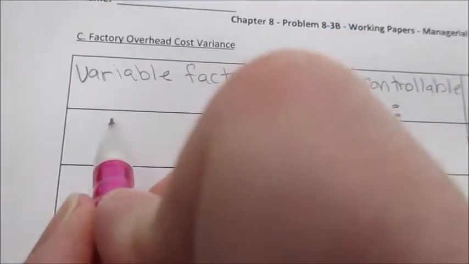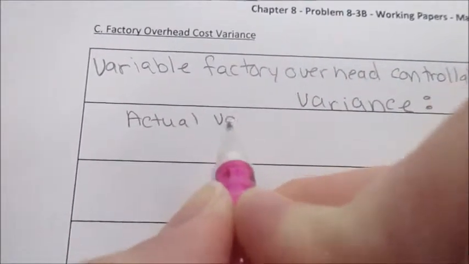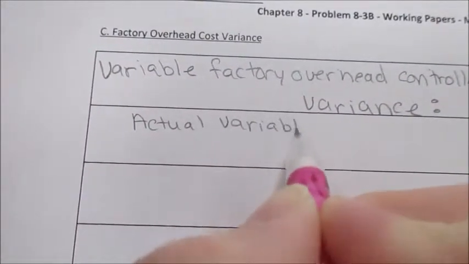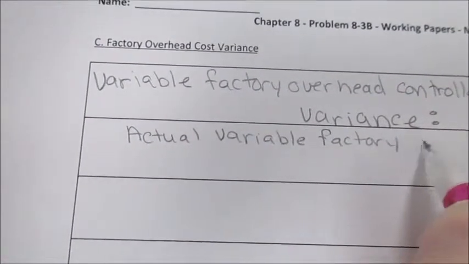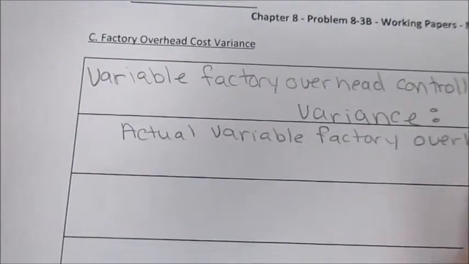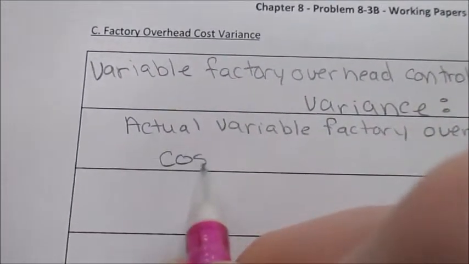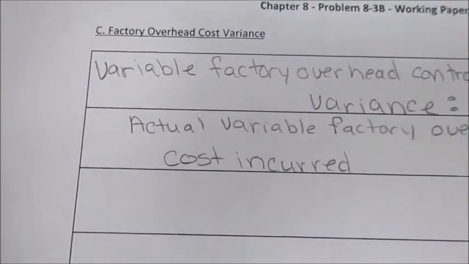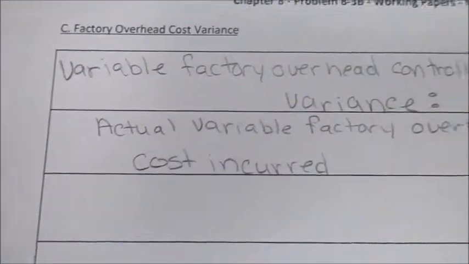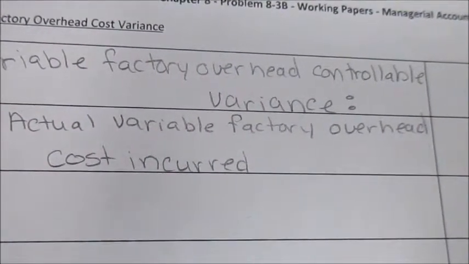So the first thing we're going to look for, we're going to indent this one a little bit. We're looking for the actual variable factory overhead cost incurred. So again, the actual variable overhead cost incurred. We want to know how much variable overhead did we actually incur.